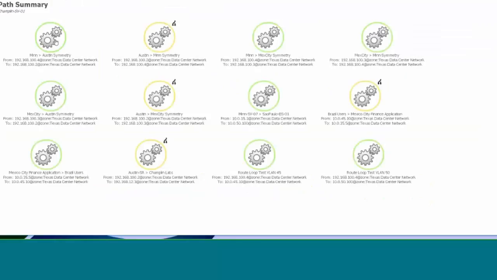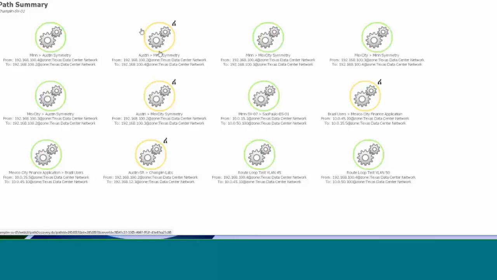set up on my network. I've set up a number of paths specifically to target route symmetry. I've got a path from Minnesota to Austin, and the reverse from Austin to Minnesota, Minnesota to Mexico City, and I'm hopping around my critical core network to look at both directions. So I've got one path for each direction.